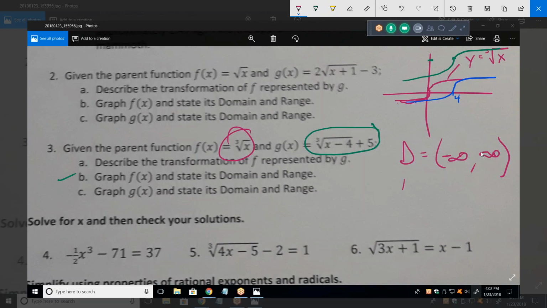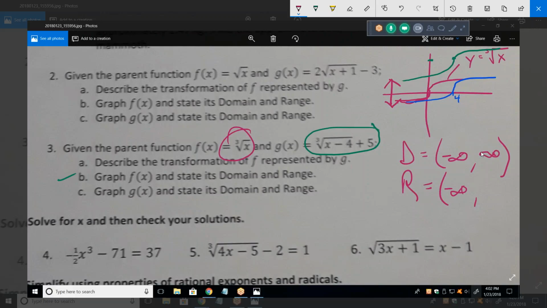Okay, now let's look at range for f of x. Now you have to look vertically. And this is a little tricky. A lot of people have trouble shifting their viewpoint to strictly a vertical look. Okay. How far down can it go? Negative infinity. How far up can it go?